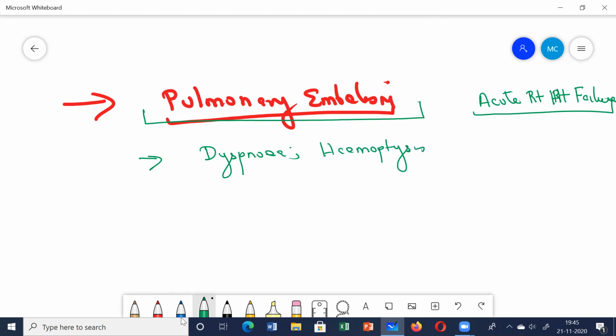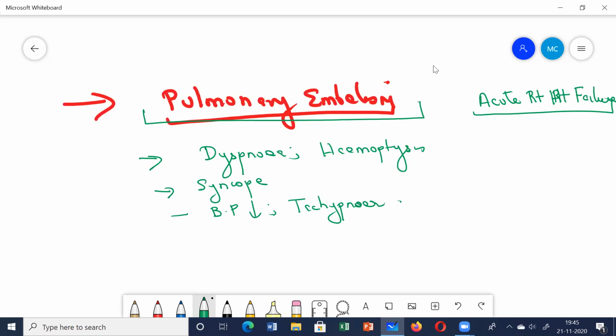What is the meaning of hemoptysis? It means coughing up blood. Okay, so the patient coughs up blood. So there is acute dyspnea, hemoptysis, and sometimes syncope, cardiac arrest. The BP goes low. There is hypotension. Okay, so there is tachypnea.